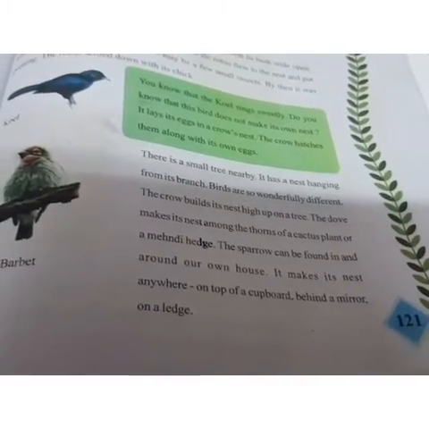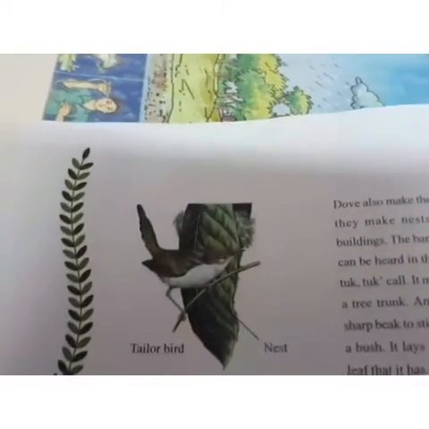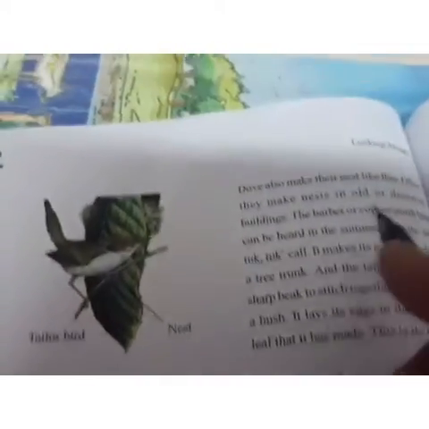Moving on to page number 121. We did two pages, 120 and 121. Now moving on to page number 123.